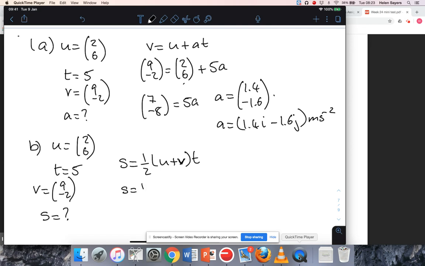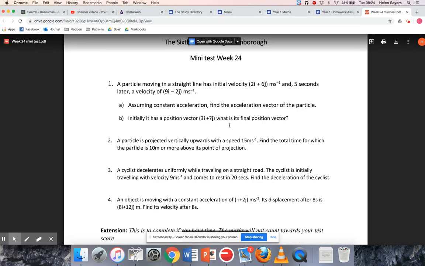So the displacement is a half of (u plus v). So that's going to be (2 plus 9, 6 minus 2), which is (11, 4), times by 5. So my i component is going to be 11 times a half times 5. So 27.5. And my j component is going to be a half times 4 times 5. So 10. So that's its displacement in those 5 seconds.